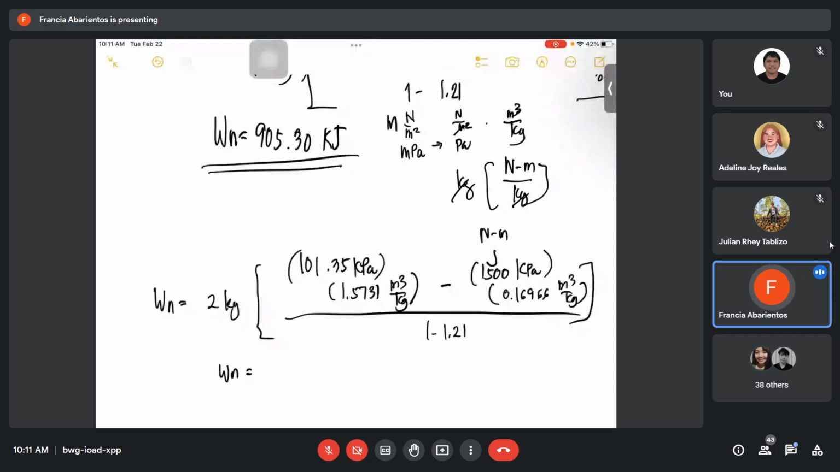Matitira dyan, class, is kilojoule. Okay, yung kilopascal mo is kilonewton meter squared. So, may cubic meter per kilogram ka. Matitira sa'yo is kilonewton meter per kilogram. This is in kilojoule per kilogram. Okay? Nakuha na ba? Class?